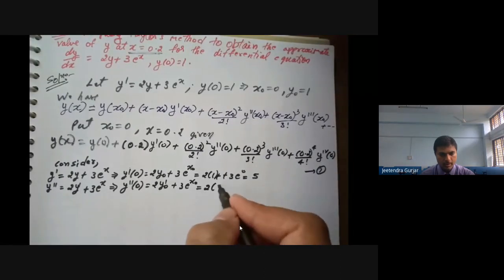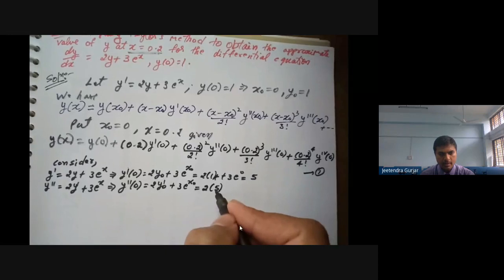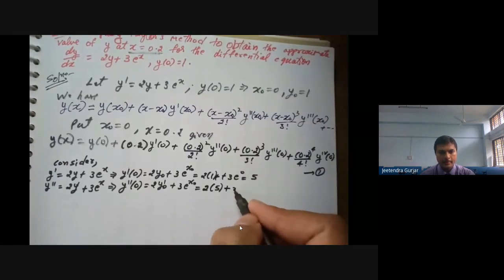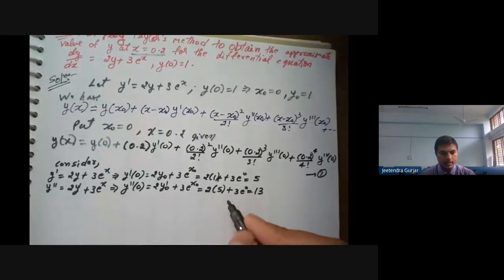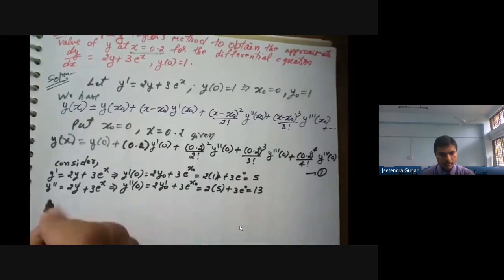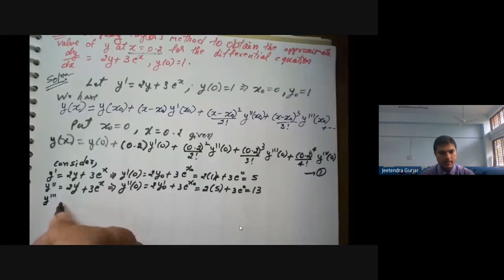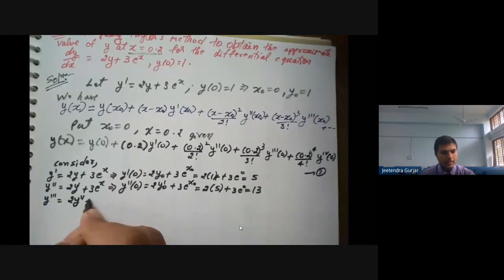So this is going to become 2y' at 0. We have calculated y' is 5, substitute: 5 plus 3 e raised to 0. If we substitute, it is 10 plus 3, which is 13. So immediately go for y'''.